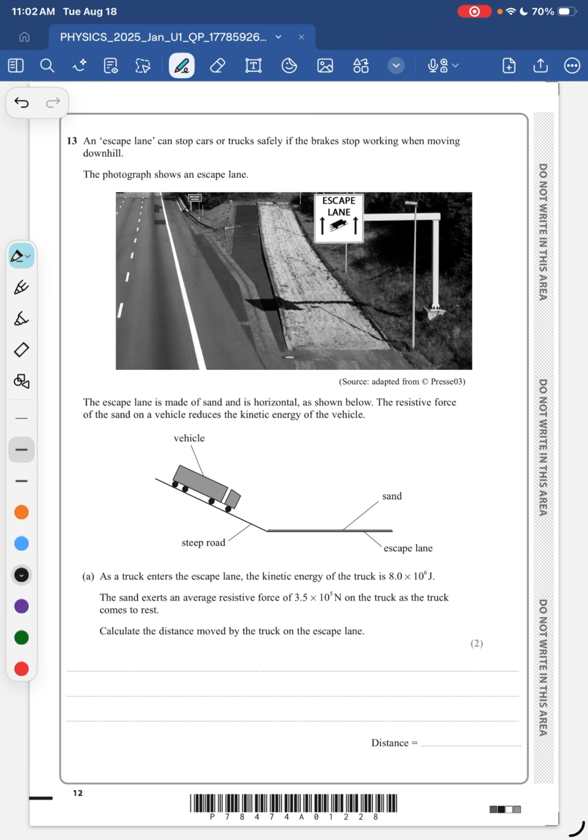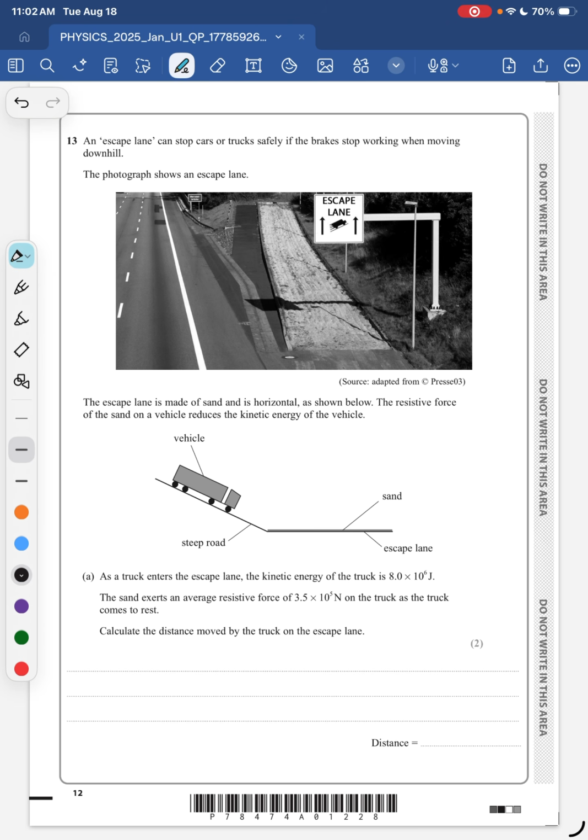Question 13. An escape lane can stop cars or trucks safely if the brakes stop working when moving downhill. The photograph shows an escape lane. For the record, there are actually 2 escape lanes like this near where I live, and I believe they are the only ones in Cyprus for some reason.